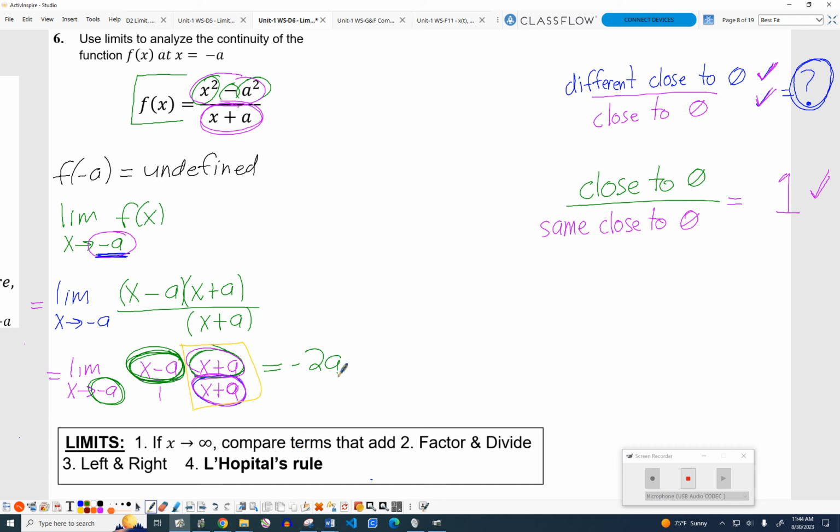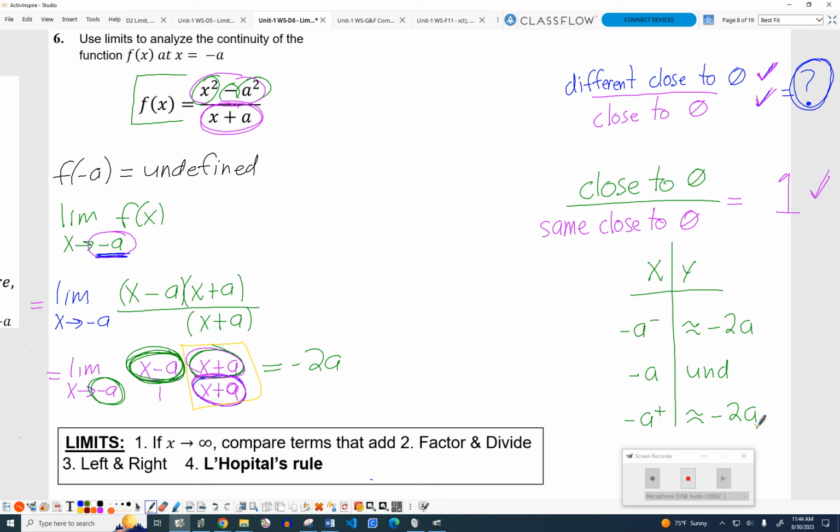Which means this y, so if we're doing xy pairs here, we find out that at a value that's slightly less than negative a, our y value is close to negative 2a. At exactly negative a, our y value is undefined. And slightly more than negative a, our y value is once again very close to negative 2a. 3 points for Will. If you knew that, give yourself 2.